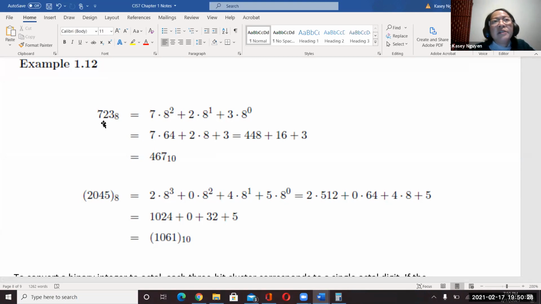And your calculator does have octal output in the programmer mode. Okay. So look at the example.